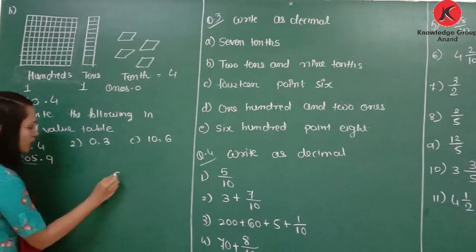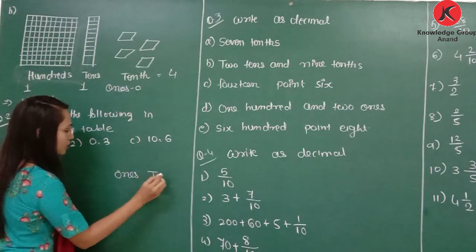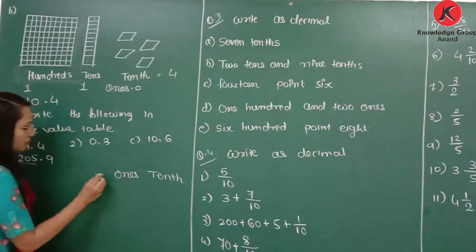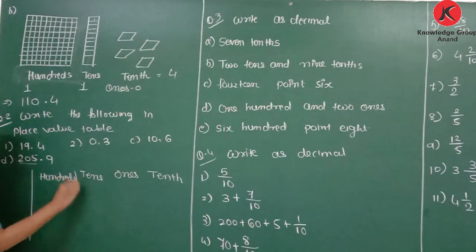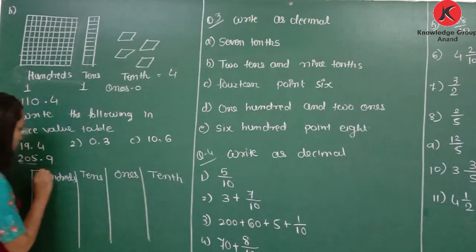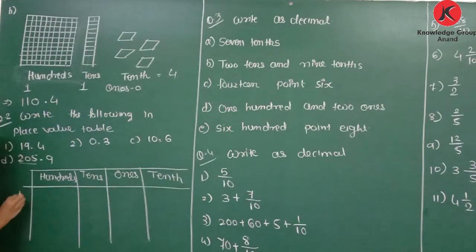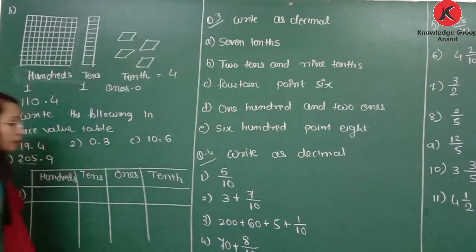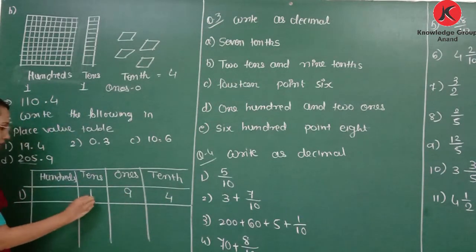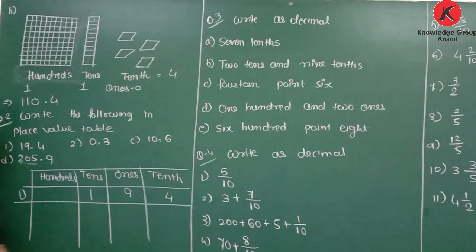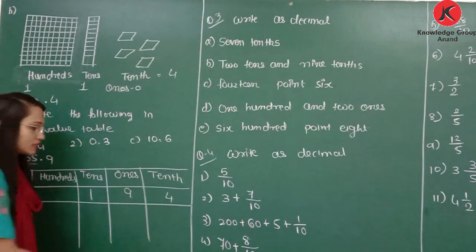So we can start from ones. On the right side we have tenths. Now tens, hundreds. So for the first one, 19.4. Here 4 is at the tenths place, so we write 4 here. 9 at the ones place, so 9 here, and tens is 1. So here hundreds is 0, so 19.4 can be represented like this.